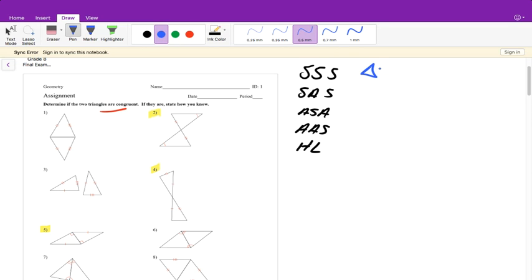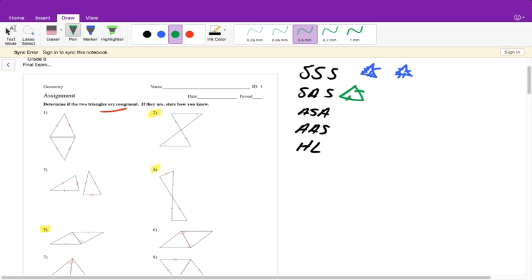For side, side, side, we need to know that all of the corresponding sides are congruent to each other. I know those are drawn pretty small, so I'll try to draw the next ones a little bit bigger. For side, angle, side, we need to know that 2 sides, and this is important, and the included angle, the angle in between those 2 congruent sides, also has to be congruent in order for it to be side, angle, side.